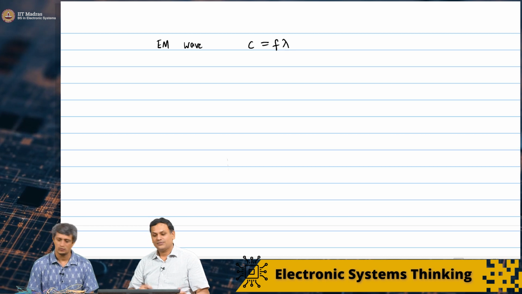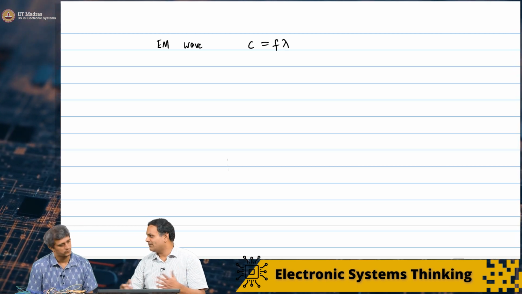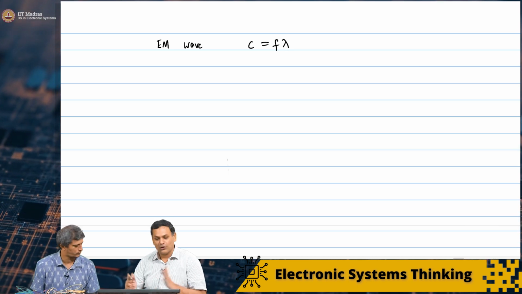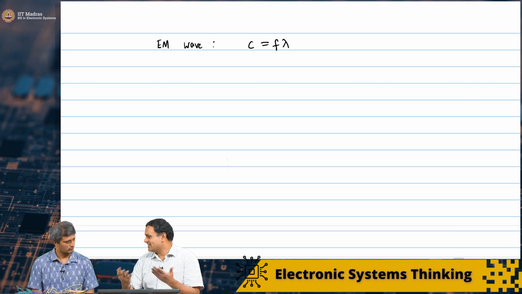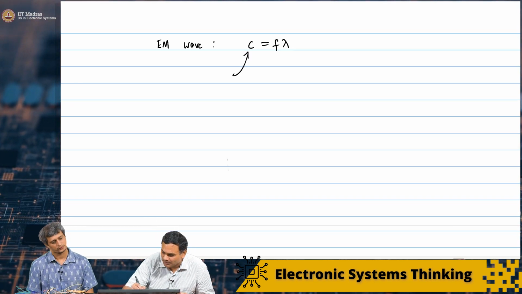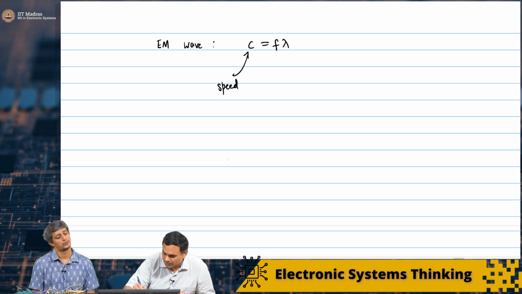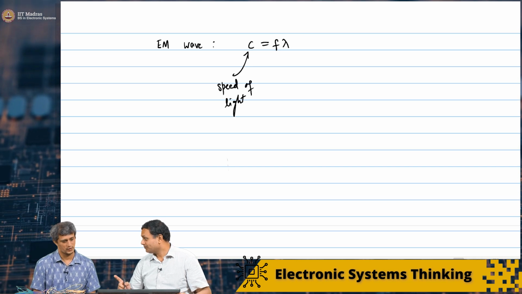So c, the velocity, equals frequency nu times lambda, which is what you would have learnt in physics. Exactly, v is nu lambda. That's what we did for sound waves also. In this case, I'll write it with f, because we have been using f as the variable for frequency. So this is the speed of light in the medium.